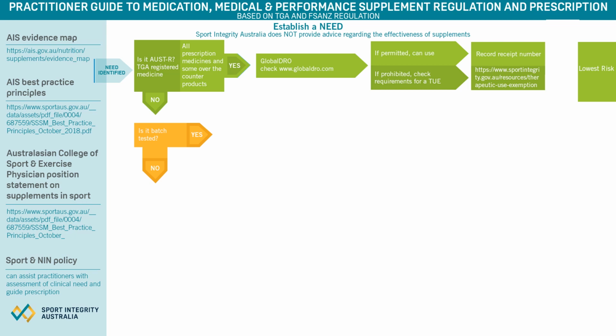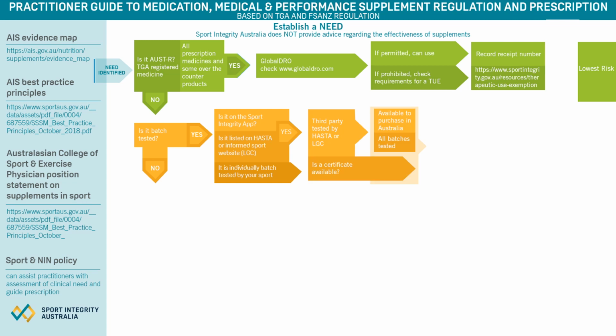Batch testing is a process conducted by an independent third party looking for wider prohibited substances within a supplement or medication. If a product is batch tested, it could be found on the Sport Integrity Australia app, or it might be listed on a batch testing company's website, such as HASTA or Inform Sport, which is LGC. Some sports may also individually batch test supplements prior to dispensing them to their athletes.